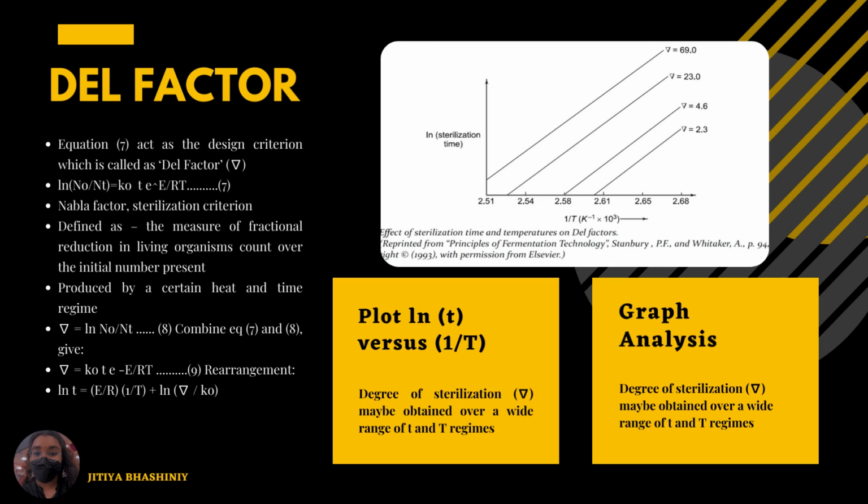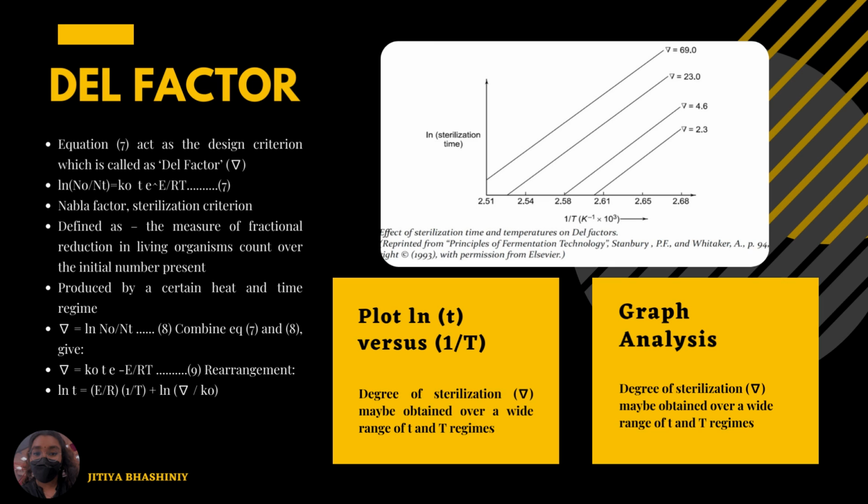But there's another factor called the Nabla factor, also known as the sterilization criterion. The Nabla factor is the measure of fractional reduction in living organism count over the initial number present. This can be produced by a certain heat and time regime, concluded as delta = ln(N0/Nt), which is equation number 8. Combining equation 7 and equation 8 gives delta = k0 t e^(-E/RT).